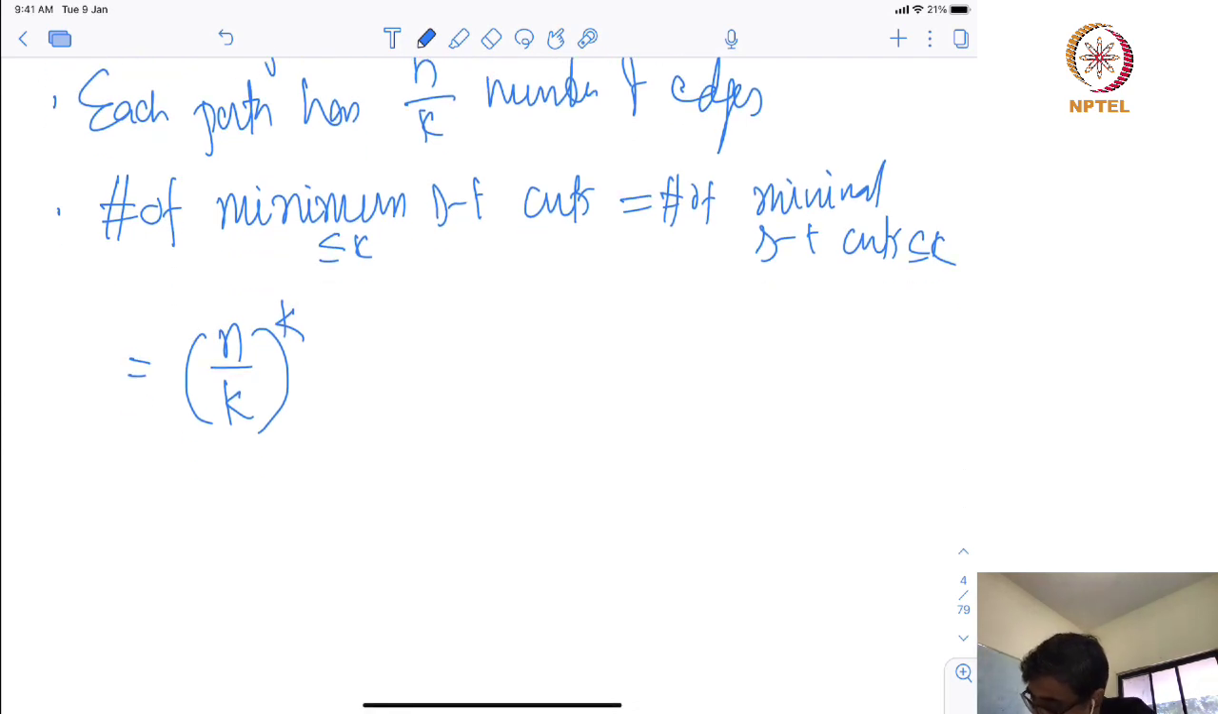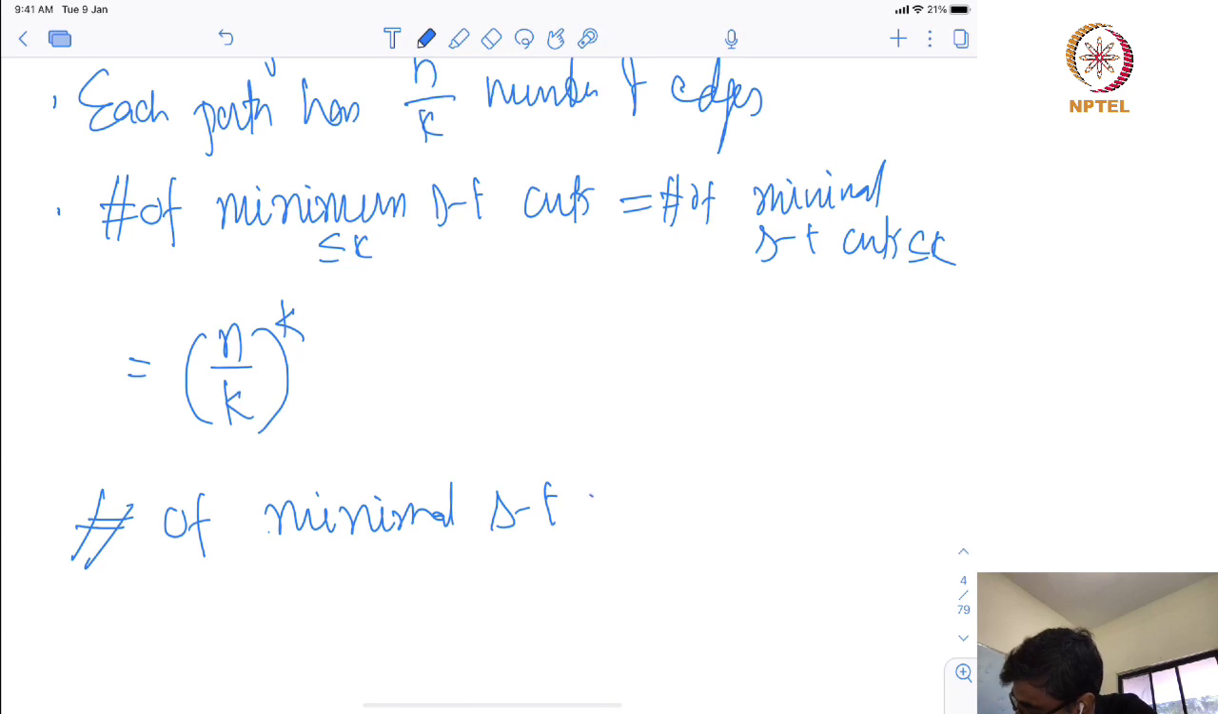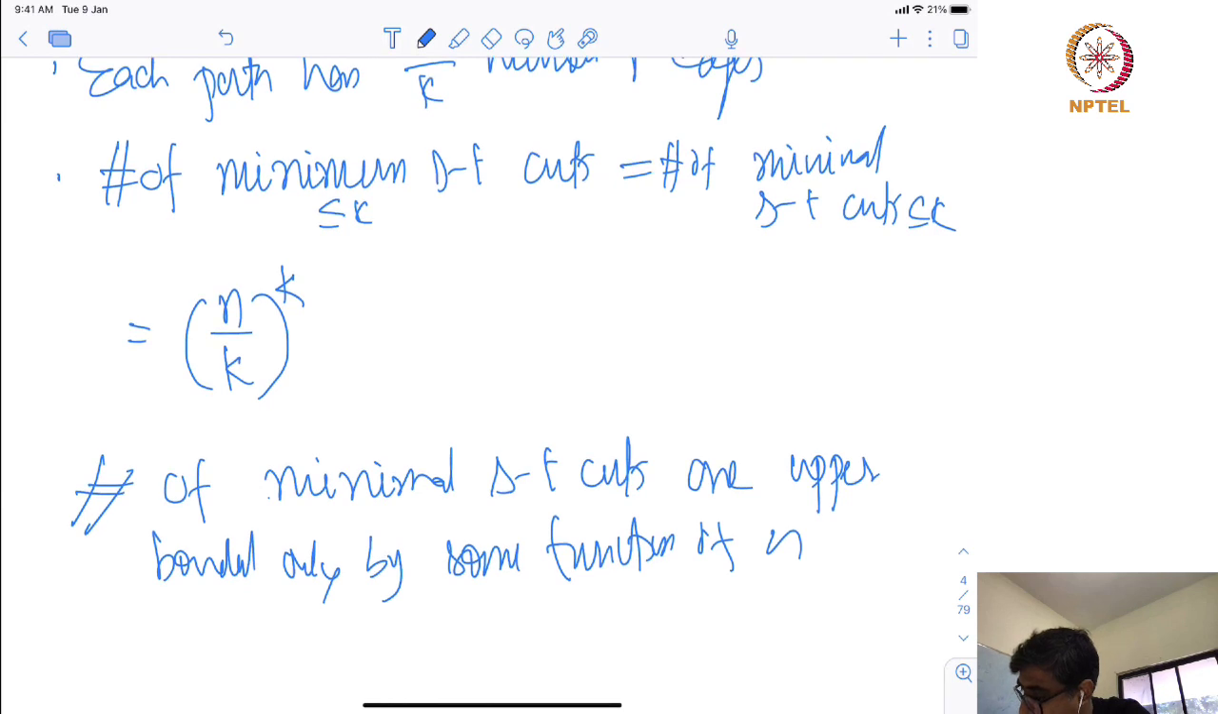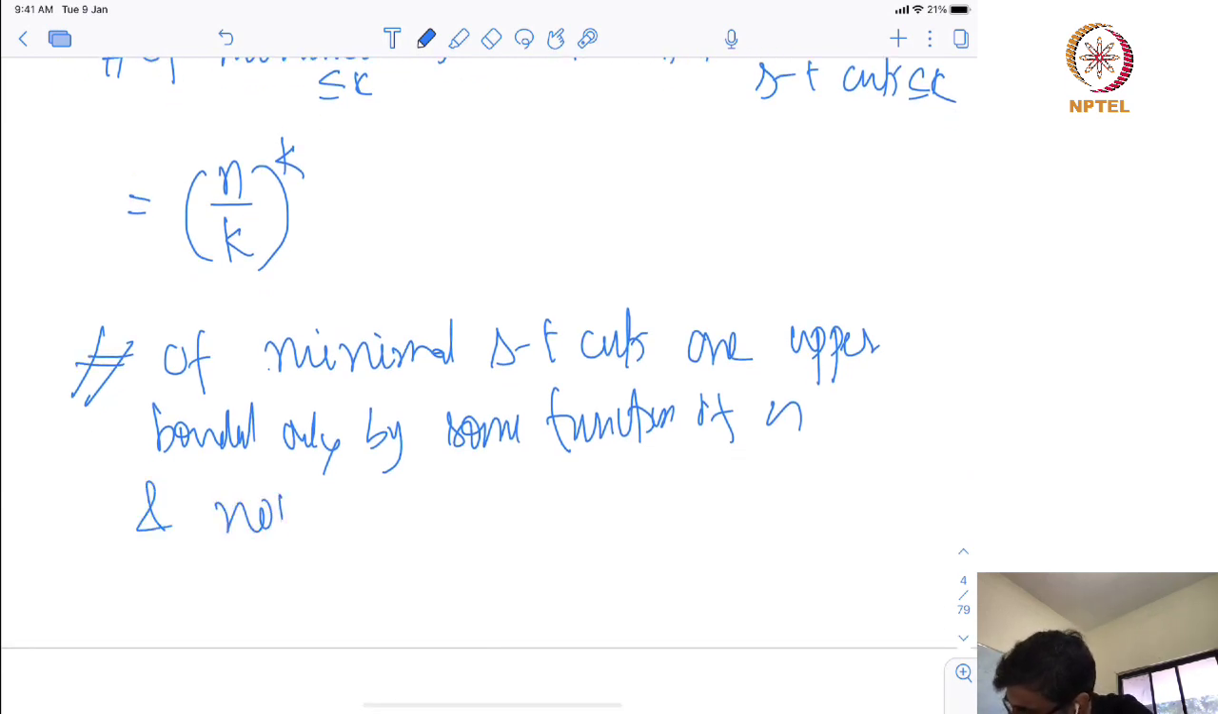So this is like we have (n by k) to the power k, right? So unlike, say, vertex cover, the number of minimal ST cuts is upper bounded only by some function of n, and not a function of k alone.